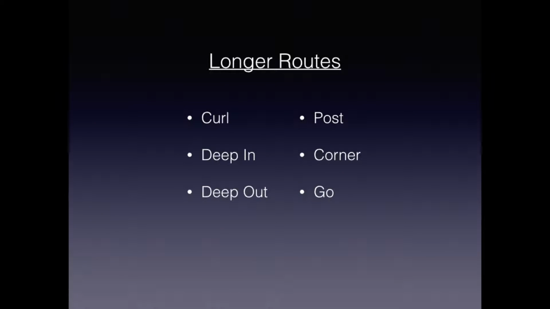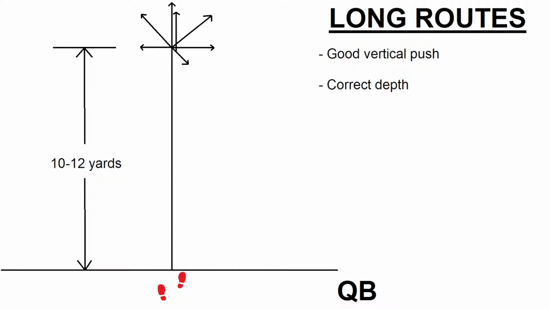Let's move on to the second category of routes we have, longer routes. The one thing all these routes have in common is the fact that we are first pushing vertically to about 10 to 12 yards before making any sort of move. We can see this on the diagram. Notice how every longer route has the same sort of vertical push before making our move in any direction. We even included the stop and go since that's just a curl followed by a go.